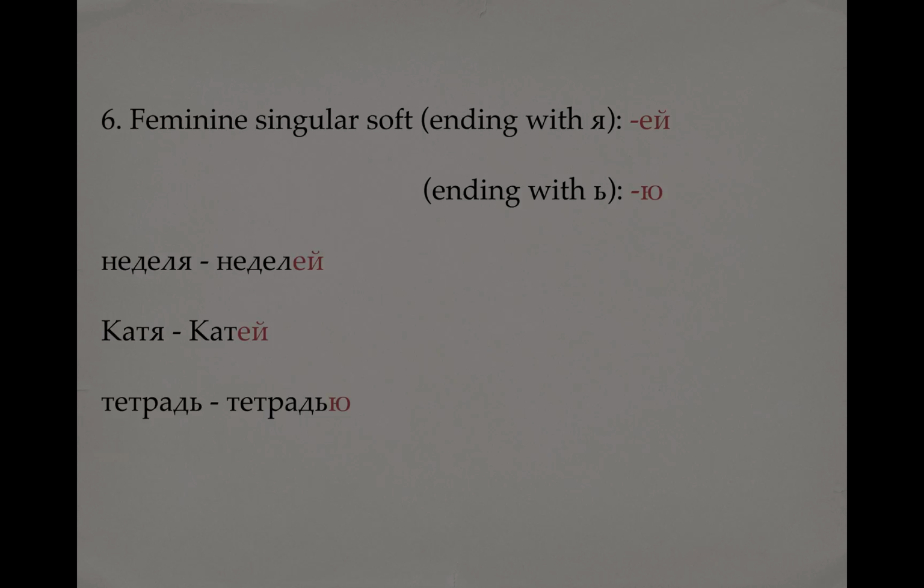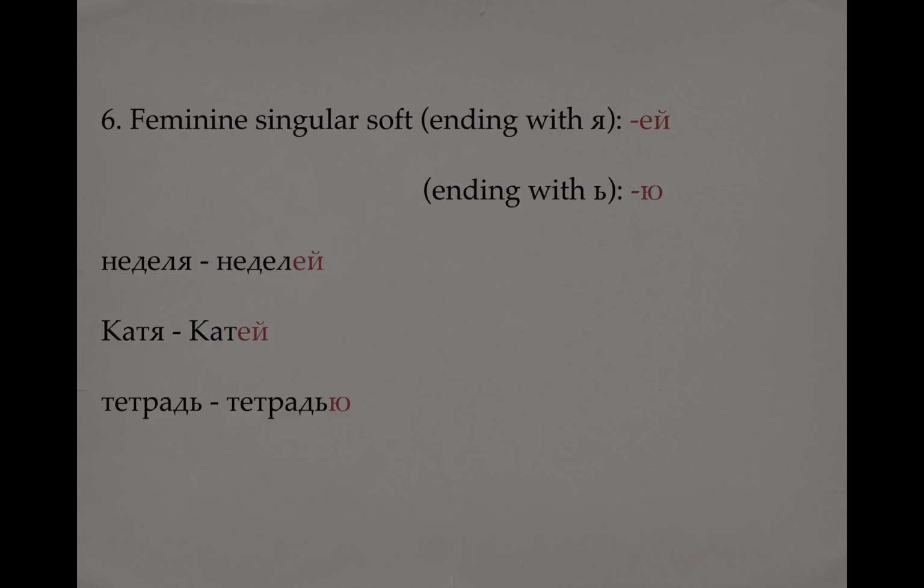Okay, for example, look at the first example. Неделя, week. To change it into instrumental case, we remove the ending ya and we add ye. So we've got неделей, неделя, неделей. And the second one, Катя, which is a girl's name. Similarly, we also remove the ya and we add ye. So Катя, Катей.